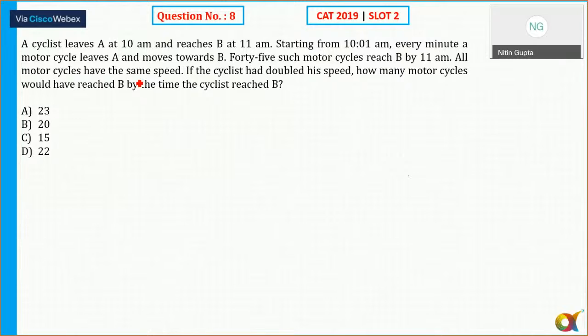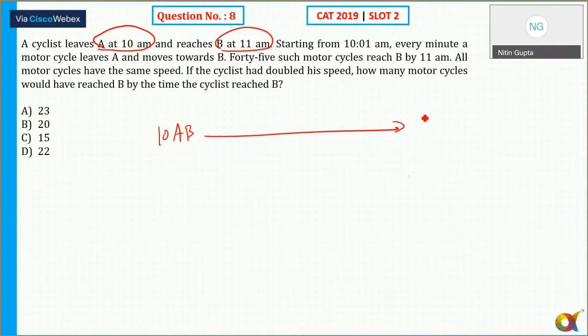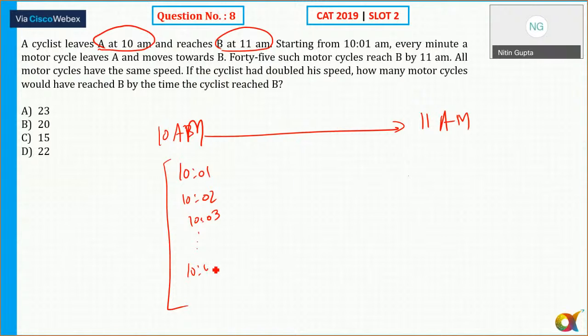It says a cyclist leaves A at 10 a.m. and reaches B at 11 a.m. So he starts from A at 10 a.m. and reaches B at 11 a.m. Starting from 10:01, every minute, a motorcycle leaves A and moves towards B. 45 such motorcycles reach by 11 a.m. So it means there must be 45 started from A, the last at 10:45. Yes or no?